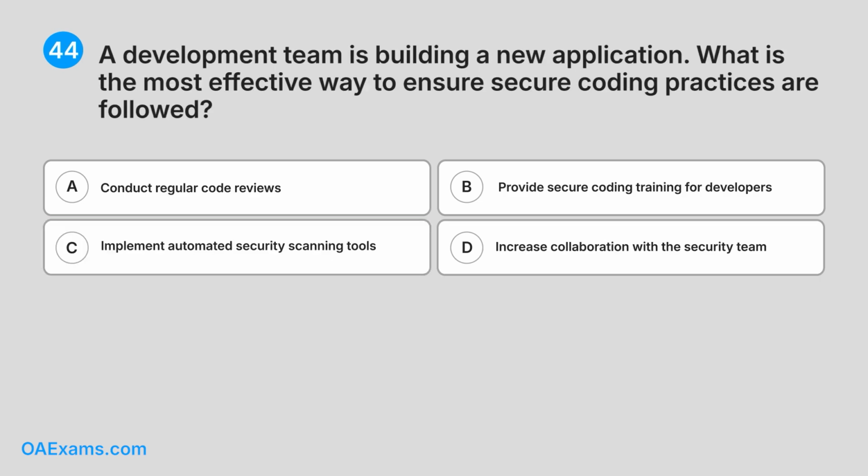44. A development team is building a new application. What is the most effective way to ensure secure coding practices are followed? A. Conduct regular code reviews. B. Provide secure coding training for developers. C. Implement automated security scanning tools. D. Increase collaboration with the security team. Do you know the answer?